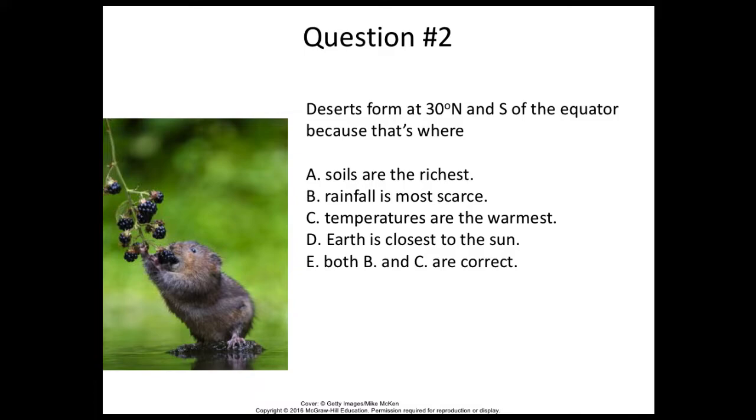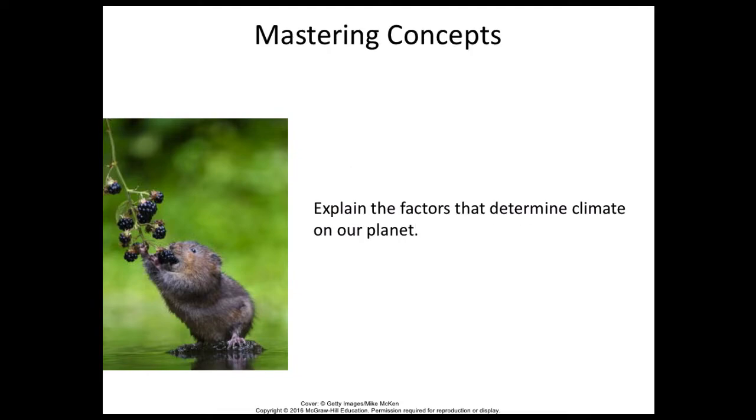Pause the lecture if you don't want to see the answer yet. The best answer is B. The main reason deserts form is because rainfall is the most scarce. When you're studying for our exam, make certain you can explain the factors that determine climate on our planet today.